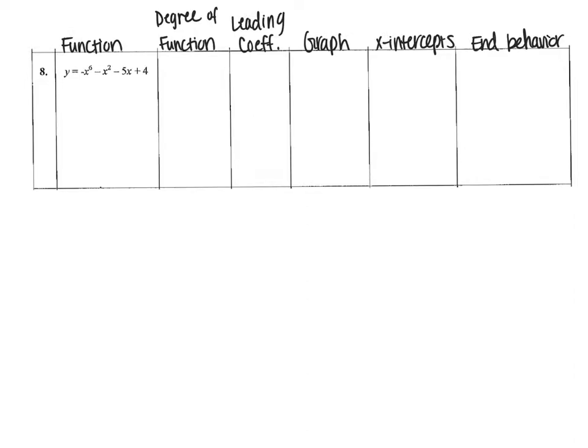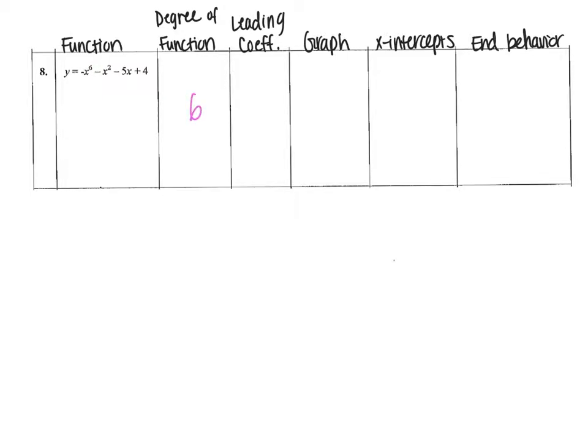Okay, so I have problem number 8 here, which is on page 6 of packet 6, and we need to find 5 different things here. So let's start with the degree of the function. The degree of the function is always your highest power in your function. So the highest power here is 6, right? X to the 6th power. So that means our degree of function is 6.